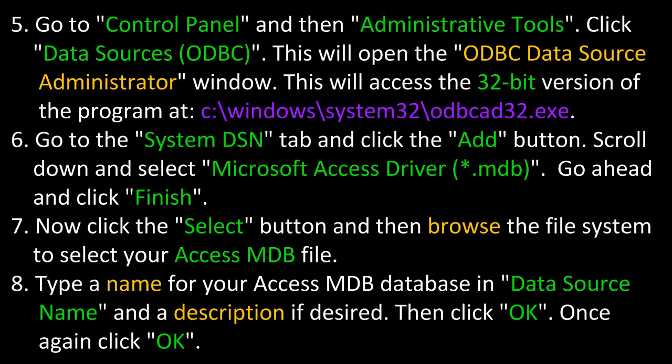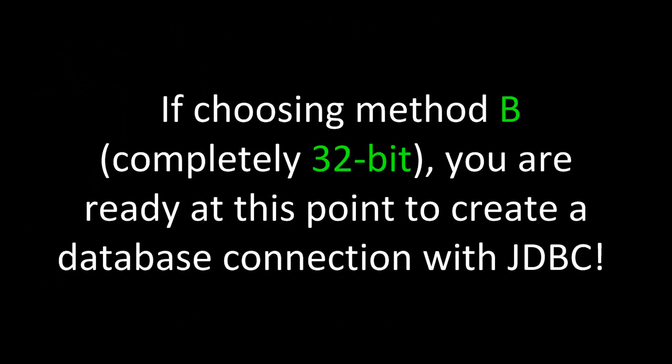Scroll down and select the Microsoft Access driver, and then click Finish. 7. Click Select, and then browse the file system to select your Access MDB file. 8. Type a name for your Access MDB database and data source name, and a description if desired. Then click OK, and once again click OK. If choosing method B, that is going completely 32-bit, you are now ready at this point to create a database connection with JDBC.